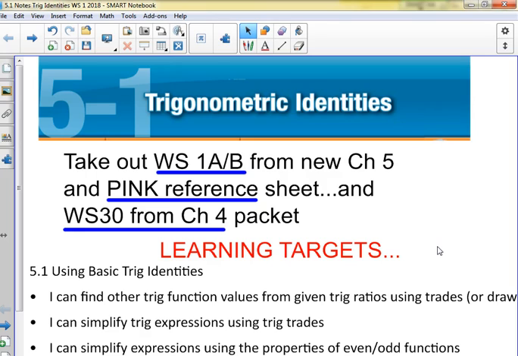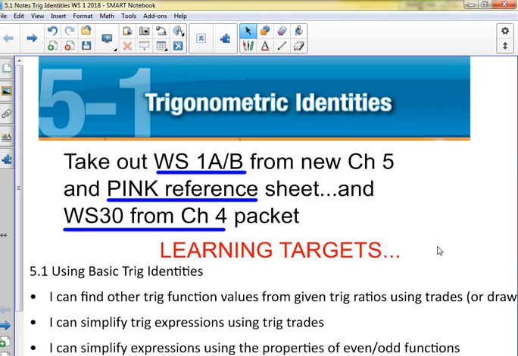simplifying and verifying identities, the trig proof stuff. Does that sound familiar to you? Where you trade out a tangent for a sine over cosine, and we're going to use those Pythagorean identities, sine squared plus cosine squared equals 1. Okay, that's what we're doing today. It's starting in this chapter.